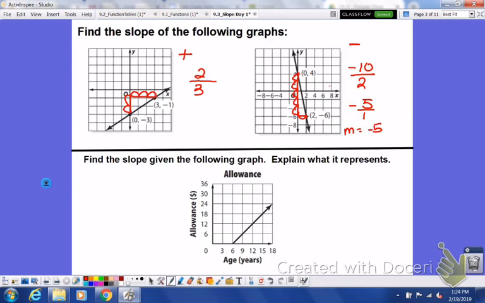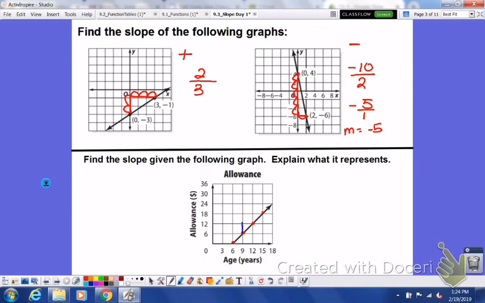Okay, then one last example, find the slope given the following graph and then explain what it represents. Okay, now you'll see you don't have any points this time. When you're not given specific points to look at, you want to pick 1, 2 actually, that are right in the corner. So I see I'm in the corner there, there, there, or there. You can pick any 2 of them.